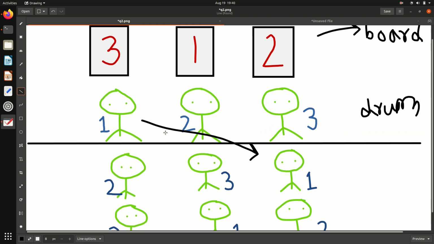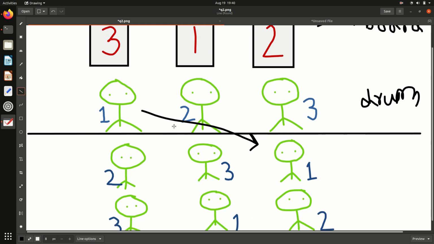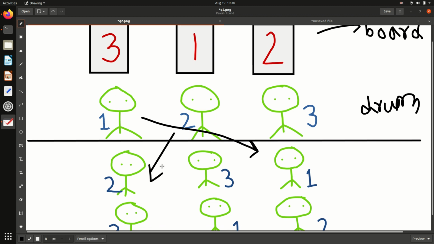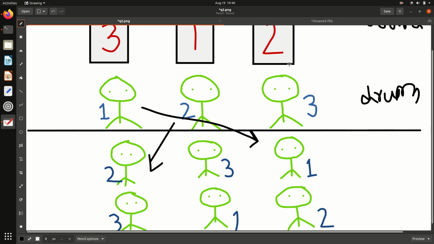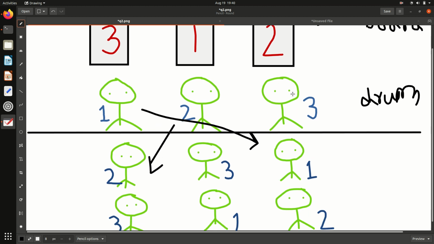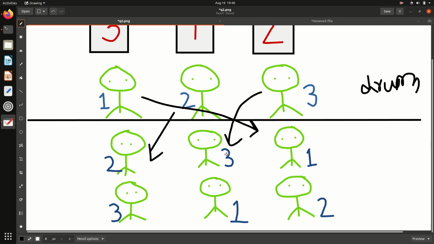Now where will 2 go? So 2 will look behind, and will see 1 written. So 2 will come to the first position. Okay, so 2 will come to position 1. Now where will 3 go? So 3 will look behind, and will have a board having 2 written. So 3 will come to the second position. As you can see, 3 came here. So this is how the drum beat and position changing will happen.